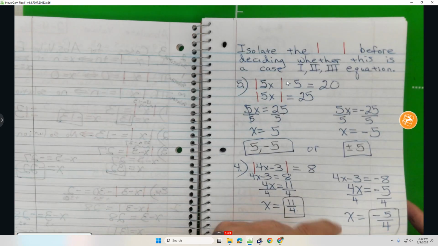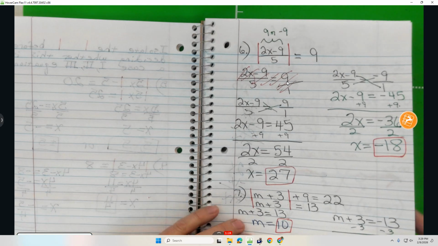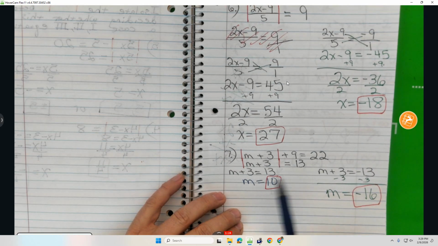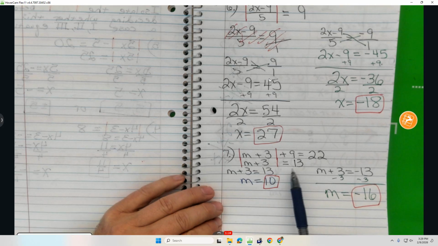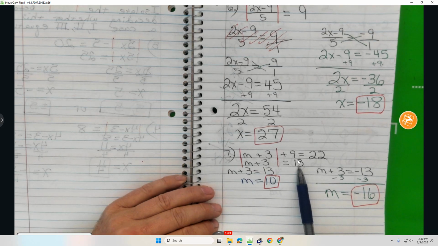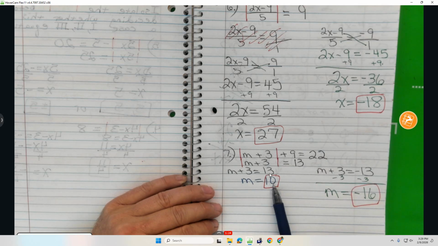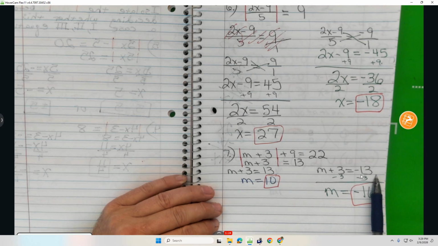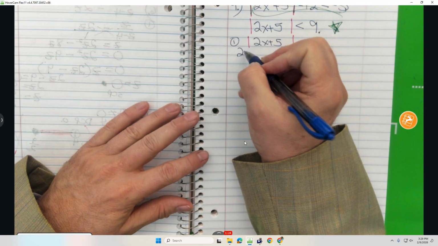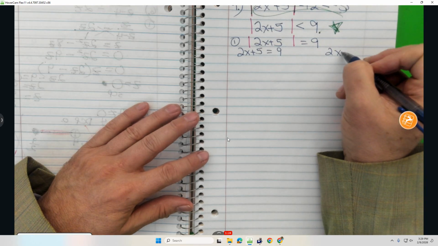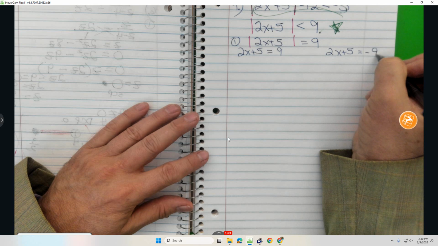Y'all remember this? Equals 9, equal positive, equal negative. On number 7, we had an absolute value equaling a positive 13. So we got n plus 3 equaling a positive 13, and then that same stuff equaling a negative 13. Y'all remember doing that? Because that's what we're going to do here. 2x plus 5 equals a positive 9, or 2x plus 5 equals a negative 9.